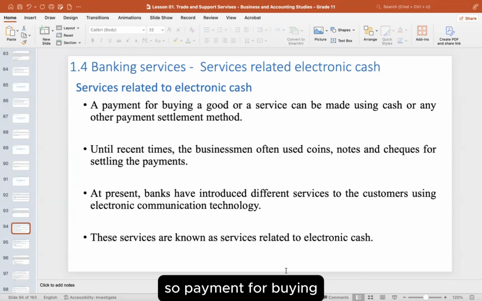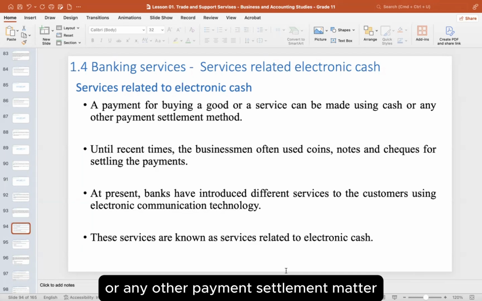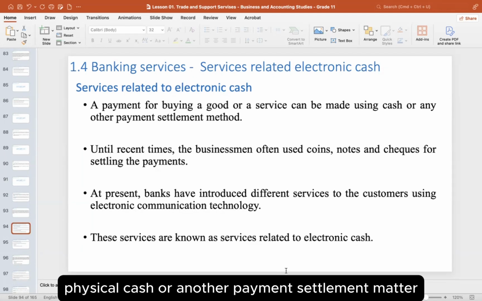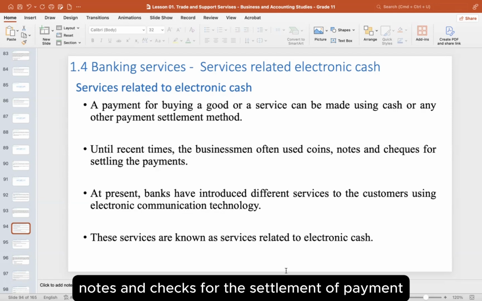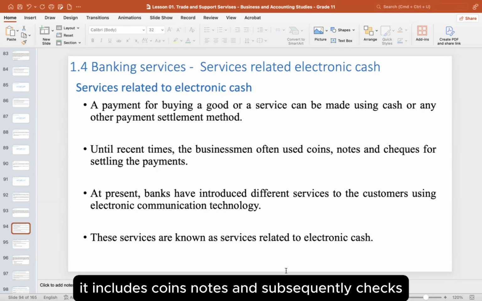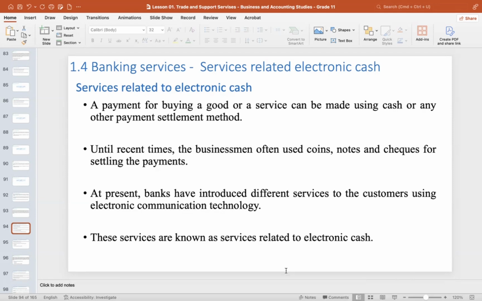Payment for buying goods or services can be made using physical cash or another payment settlement method. Until recent times, businessmen used coins, notes, and checks for the settlement of payment. So when I talk about physical cash, it includes coins, notes, and subsequently checks. That is also a physical mechanism.